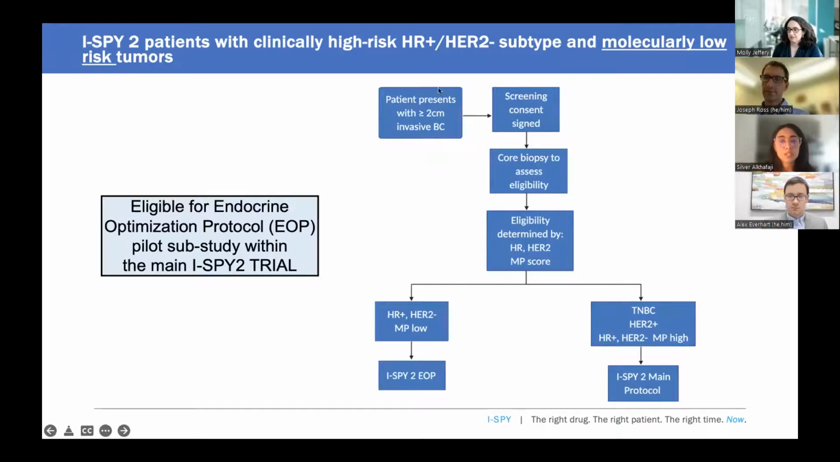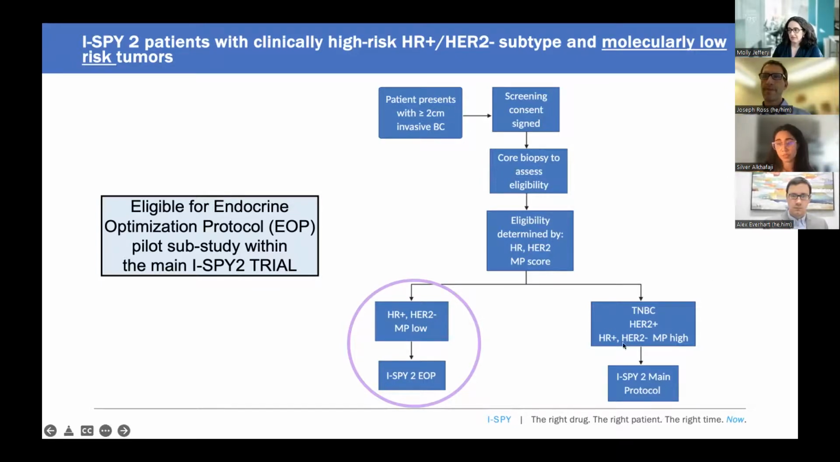So usually, like I said earlier, patients present with a tumor size more than 2 centimeters. They get screened and they undergo core biopsy to assess their eligibility for the trial. And they get stratified, basically adaptively, by their receptor subtype and the molecular test. Now, those who are, like I said, MammaPrint low and HR positive, HER2 negative patients, they go to this sub-study called the Endocrine Optimization Protocol. So it's a pilot study within the main I-SPY 2 trial.